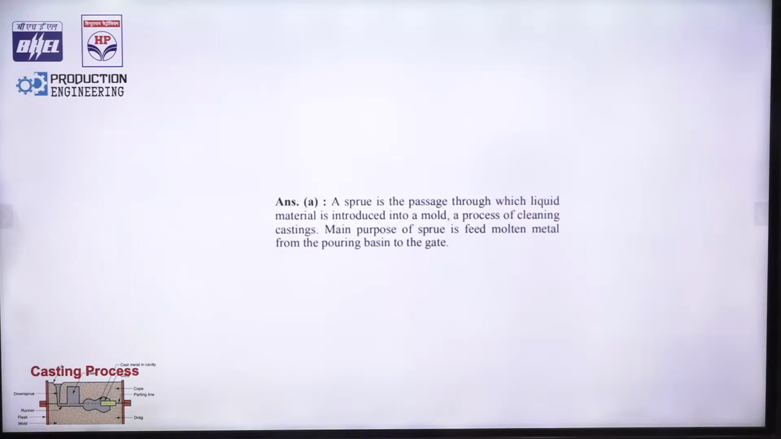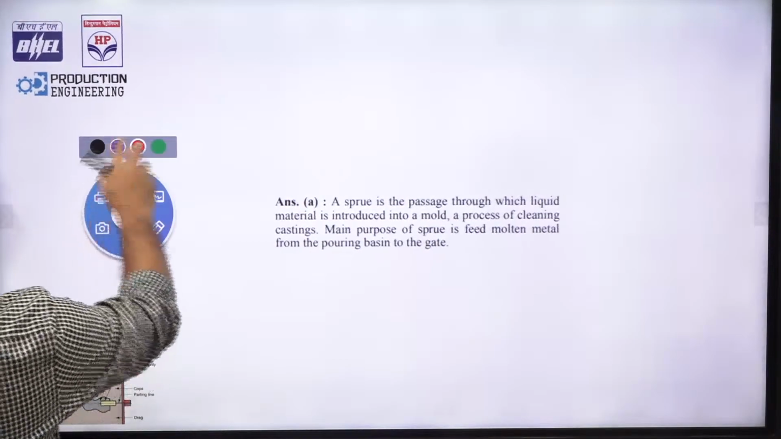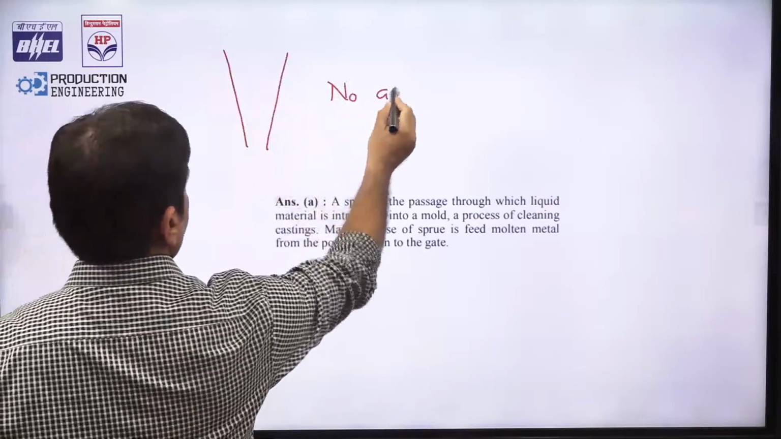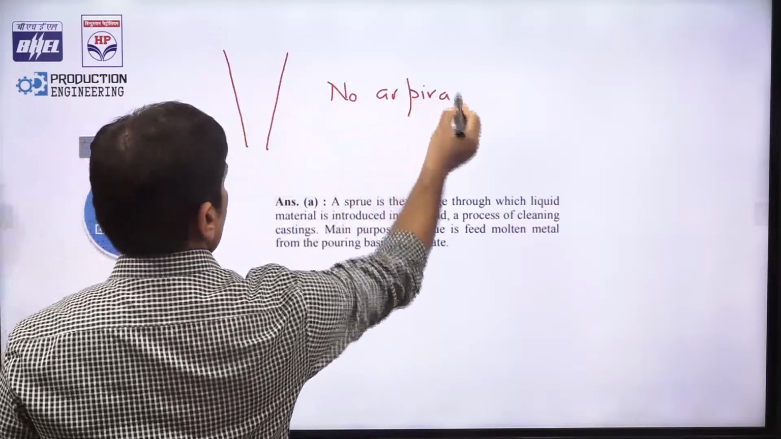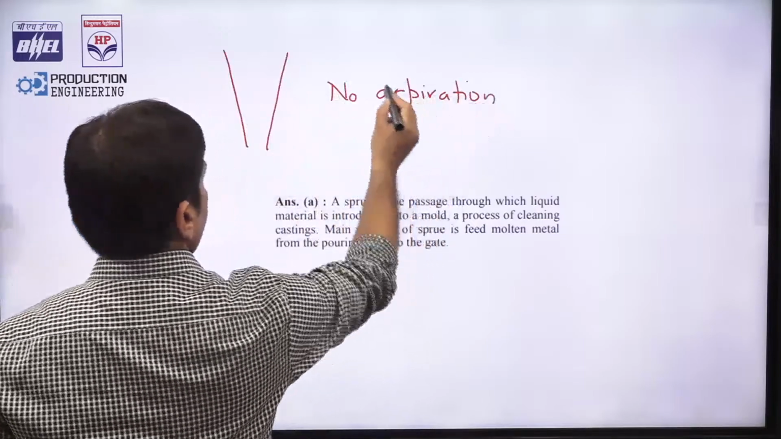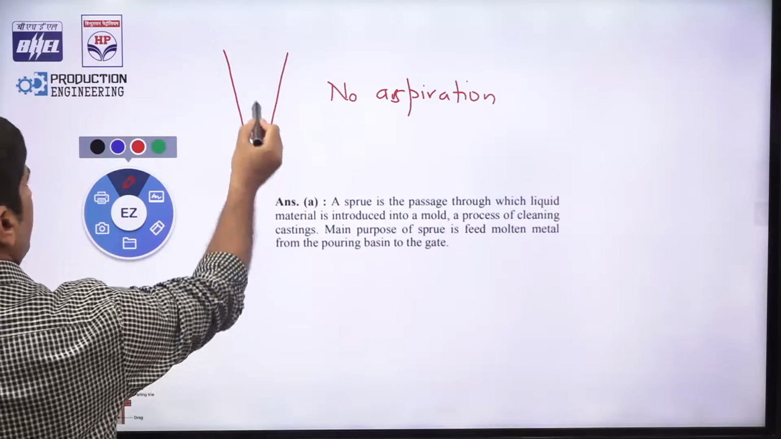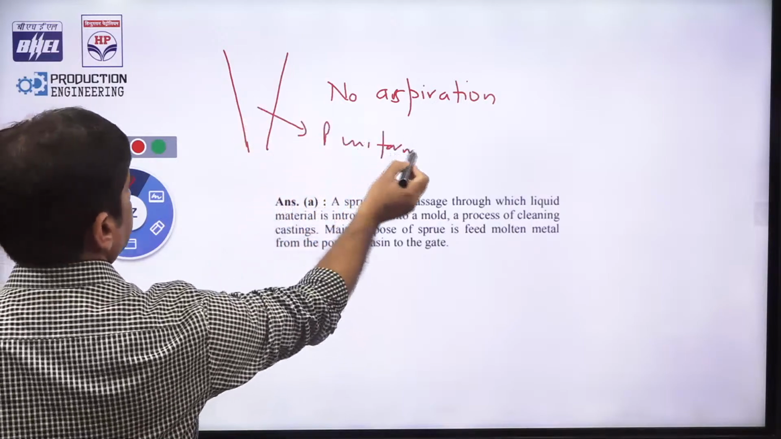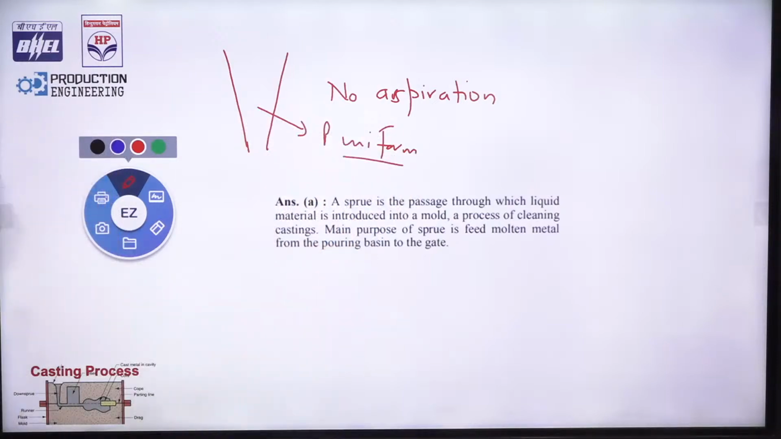So what is the main purpose of the sprue, and how is the sprue designed? Sprue is designed in such a way that there is no aspiration effect. This is an important part of the design. It is designed so that the pressure is uniform everywhere, and there should not be any aspiration or suction of the gases.